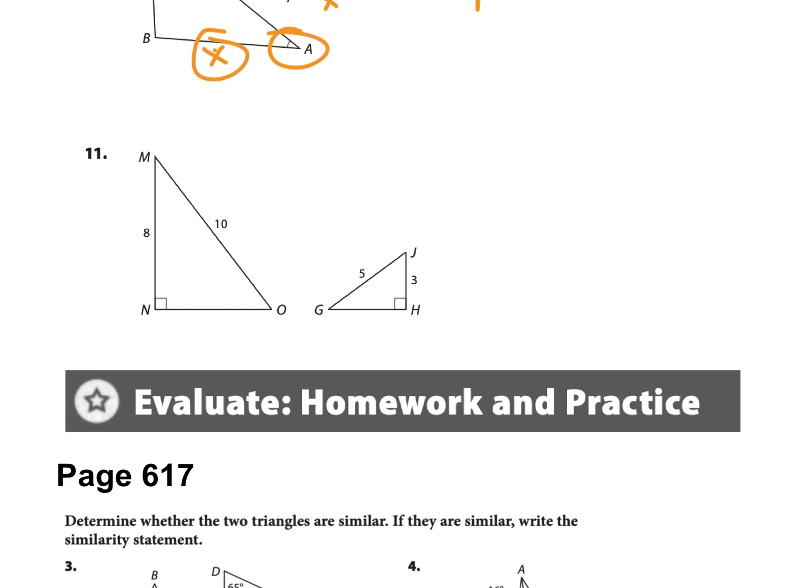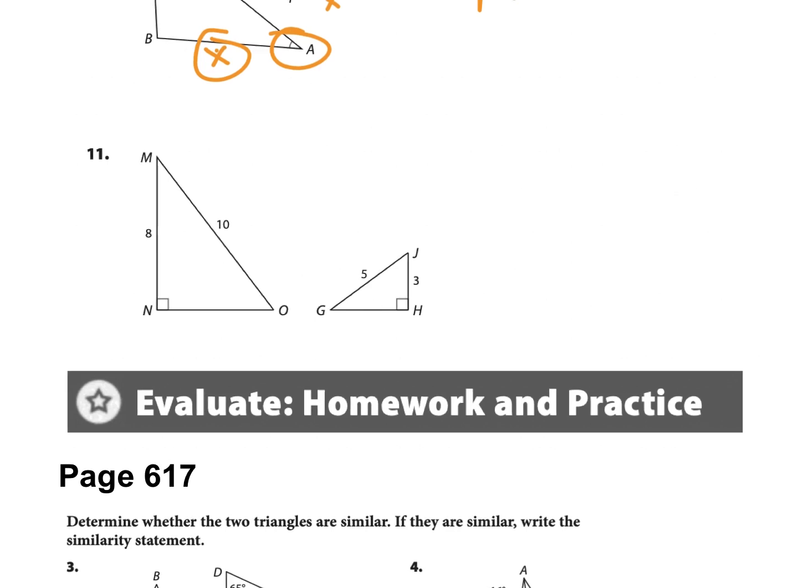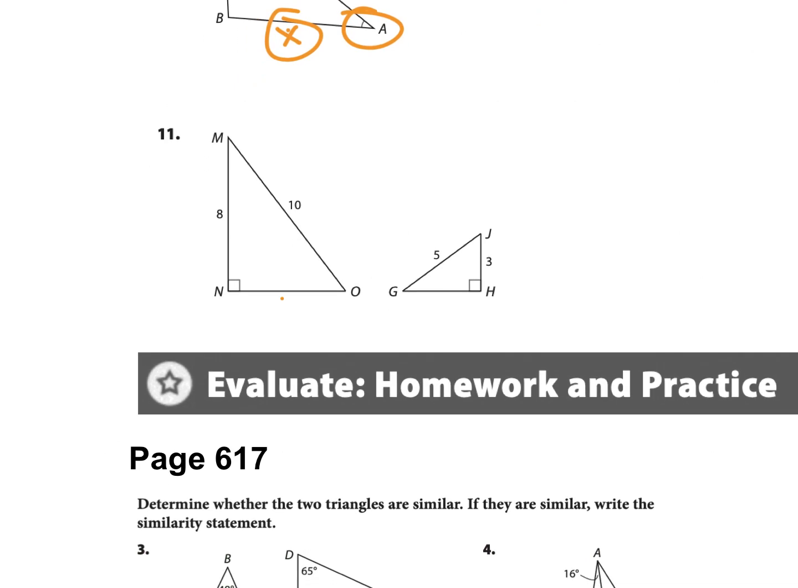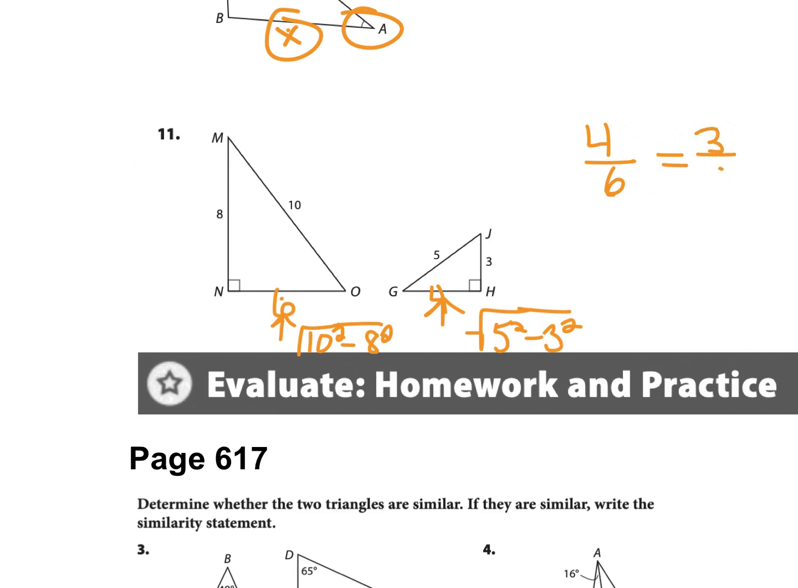And this one, well, I have an angle and I don't have the matching sides, but I can find the matching sides using the Pythagorean theorem. So here, this would be the square root of 10 squared minus 8 squared, which gives me 6. And this one would be the square root of 5 squared minus 3 squared, which gives me 4. All right, so I would have 4 over 6 has to equal 3. Oops, I was going to write that wrong.